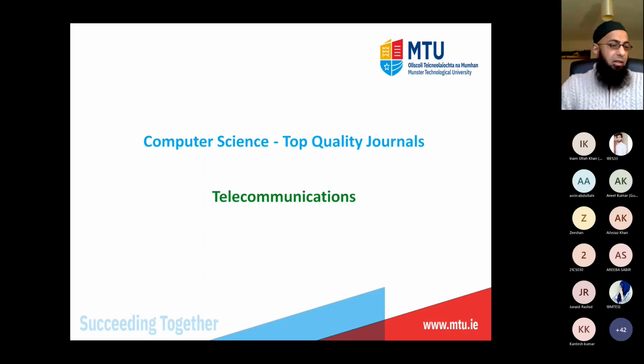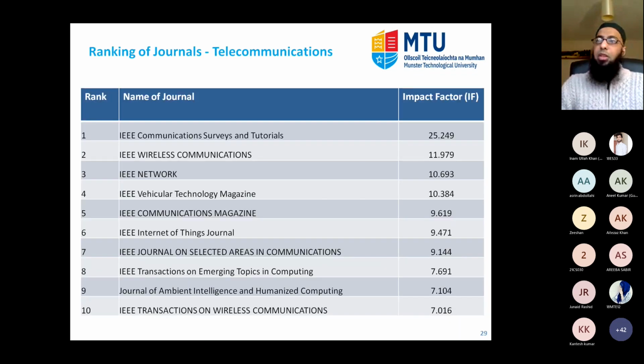So let's say we talk about telecommunications. Within the telecommunication domain, there are around 70 to 80 journals around the globe. In telecommunication, the ranked number one journal with respect to the impact factor is IEEE Communication Surveys and Tutorials, which has an impact factor of 25.24. Then we have IEEE Wireless Communications Magazine, which has an impact factor of 11.9. Then we have IEEE Network Magazine, which has an impact factor of 10.69.